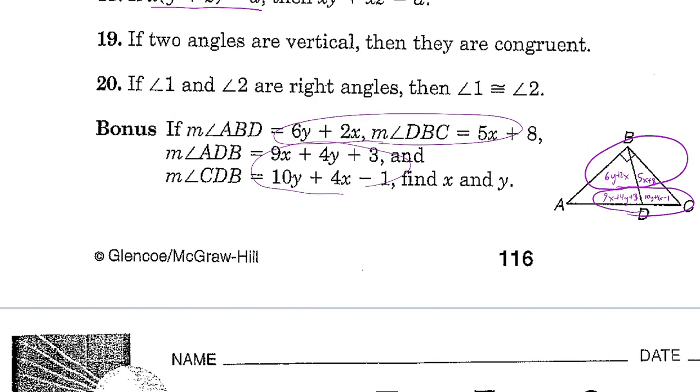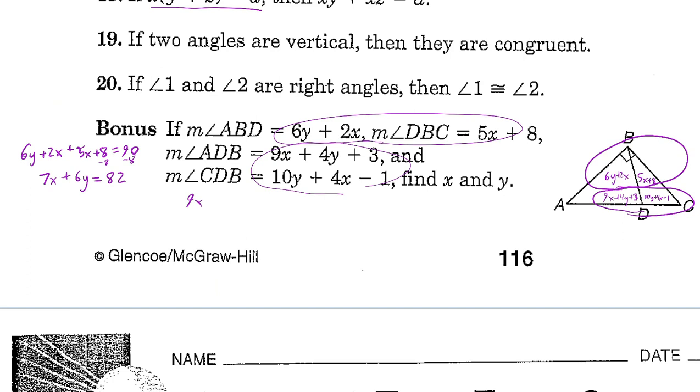So over here I'm going to go 6y plus 2x plus 5x plus 8 equals 90. That's 1. I'm going to clean up a little bit. That's 5x plus 6y. No, sorry, 7x plus 6y. And then I'm going to subtract the 8 from both sides. That's equal to 82. Okay, so that's one of our equations.